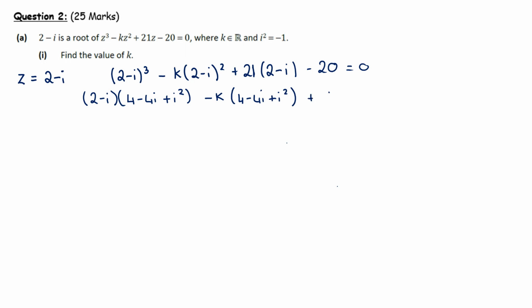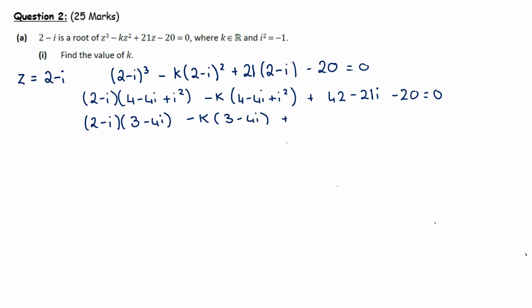And multiplying this out, we get 42 minus 21i minus 20 equals 0. So I'm going to do a little bit of cleanup. Remember, i squared is equal to minus 1. So this is actually 2 minus i times, that's 4 minus 1, so that's 3 minus 4i. So always do that cleanup just to make your life a little bit easier with the multiplication. So this is 3 minus 4i as well. And a little bit of cleanup here gives us 22 minus 21i, and that should equal 0.